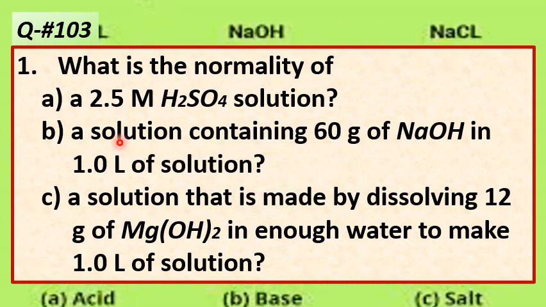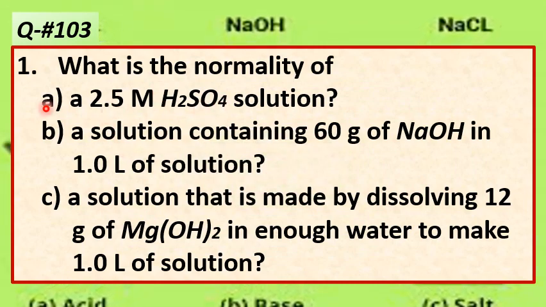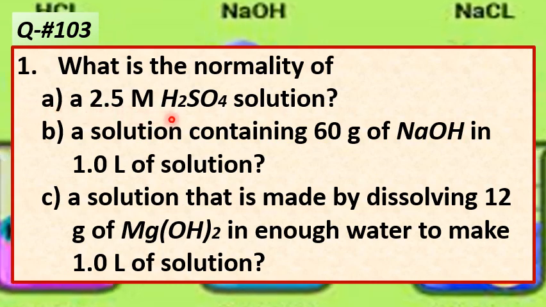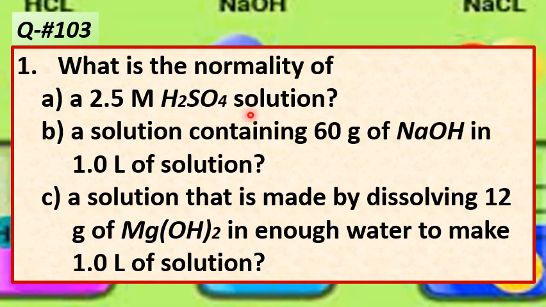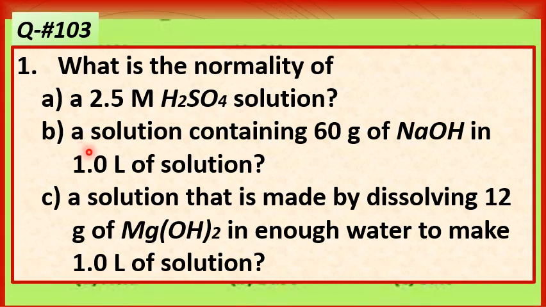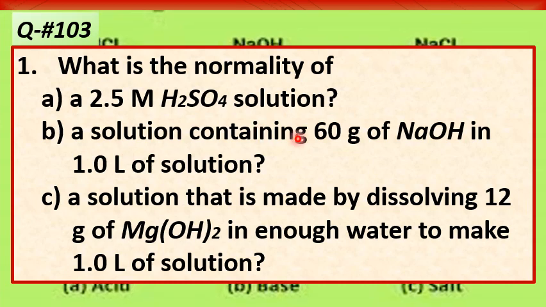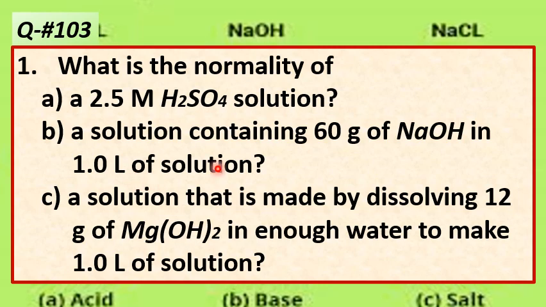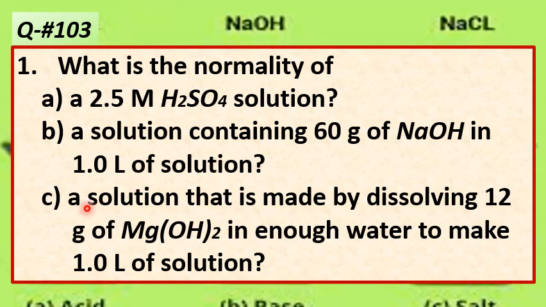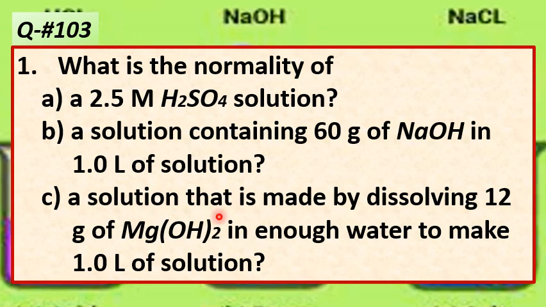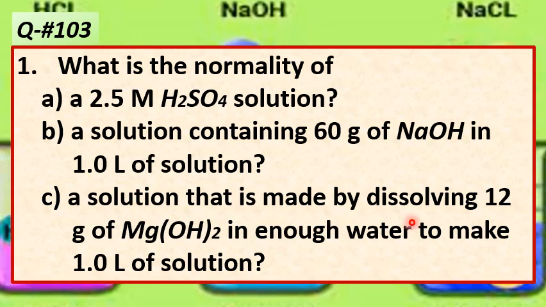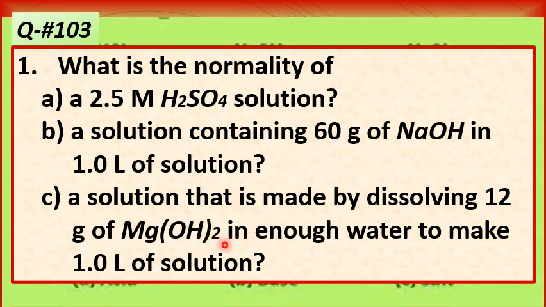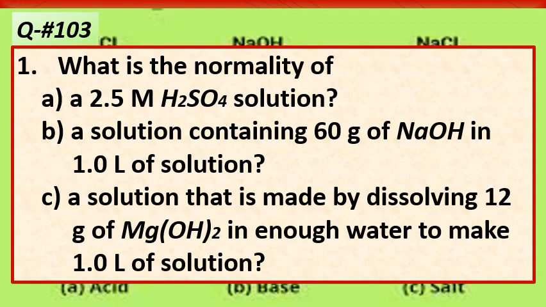Question number 1. What is the normality of letter A, a 2.5 molar sulfuric acid solution? Letter B, a solution containing 60 grams of sodium hydroxide in 1.0 liter of solution. And letter C, a solution that is made by dissolving 12 grams of magnesium hydroxide in enough water to make 1.0 liter of solution.